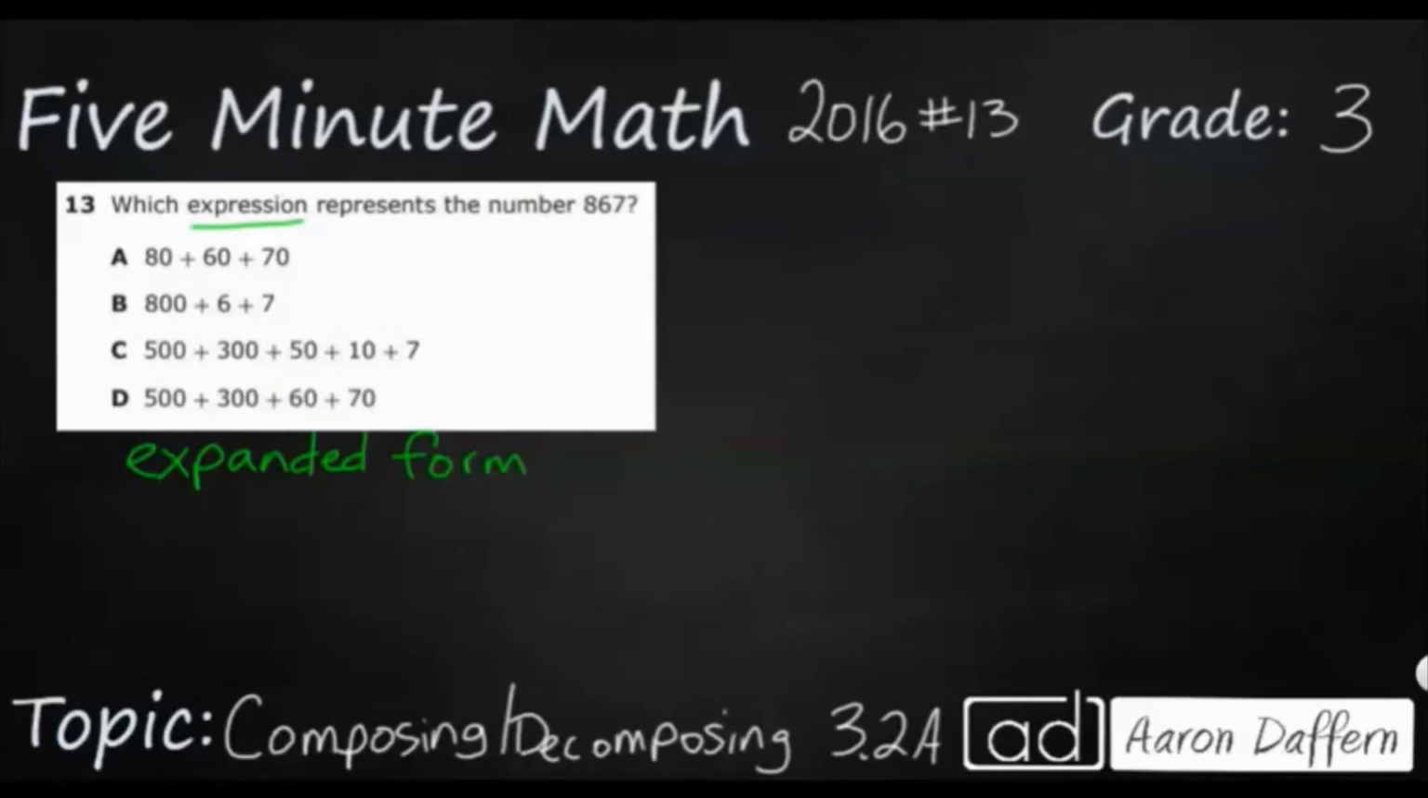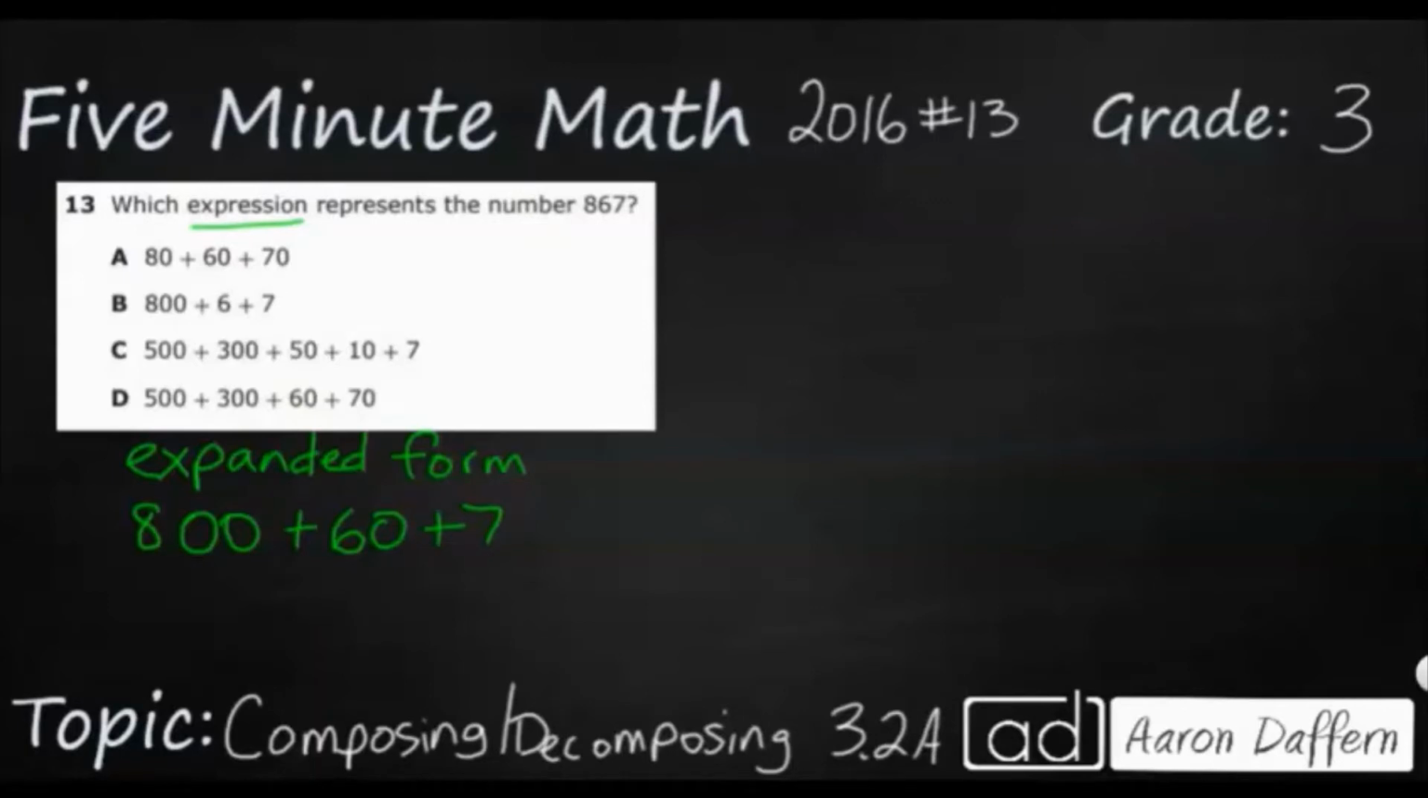So what you do for expanded form is, remember, you take each digit, so let's start with the largest digit first, 8, and you write its value. And 8 in the hundreds is worth 800. And you're going to add it to a 6 in the tens. That's 60. And then you're going to add a 7 in the ones. So 800 plus 60 plus 7. It would be easy, except that answer is not there. So we're going to have to do something else.